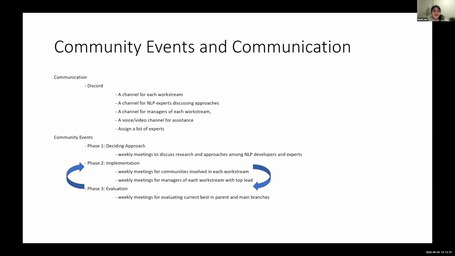For community events and communication, for communication, I would like to use Discord and have a bunch of channels, a channel for each work stream, a channel for people that are researching and trying to decide approaches, a channel for managers of each work stream, as well as a voice or video channel for troubleshooting and getting assistance. And Discord has a feature where you can assign experts versus non-experts, and that can be helpful if you want to reach out to specific people.